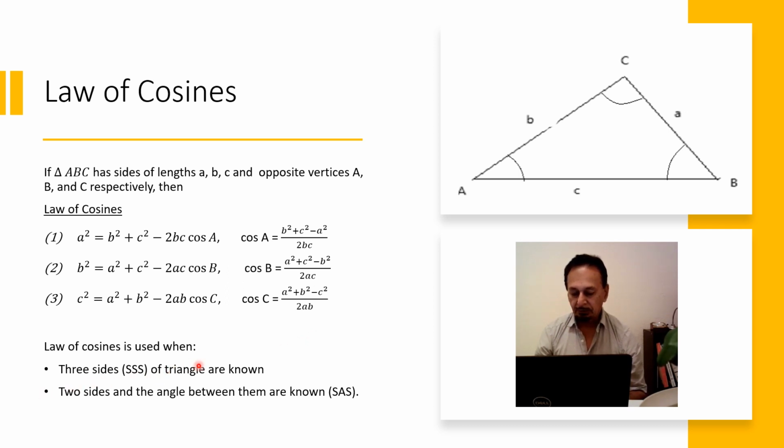The law of cosines is used when three sides of a triangle are known, or two sides and the angle between them are known. Like if you know a and c and the angle between them, angle B, then you should use the law of cosines.